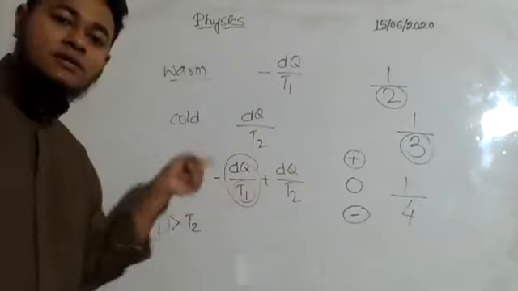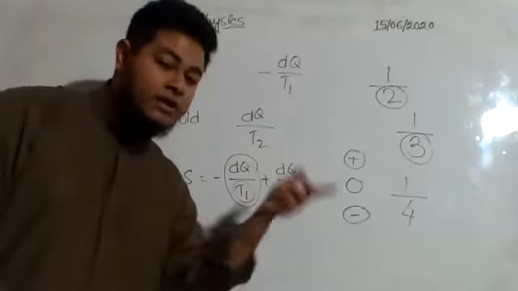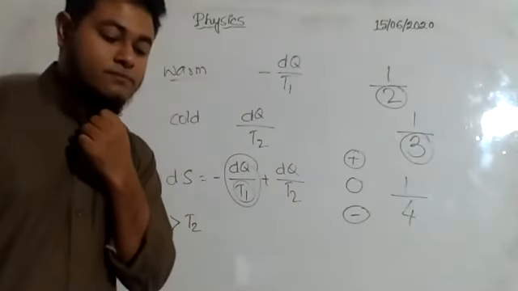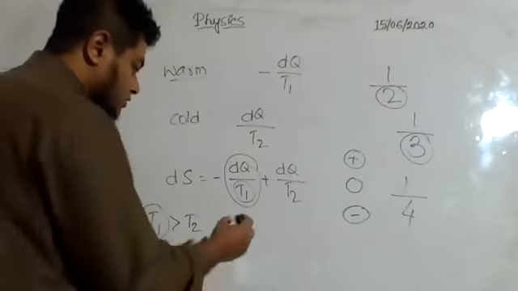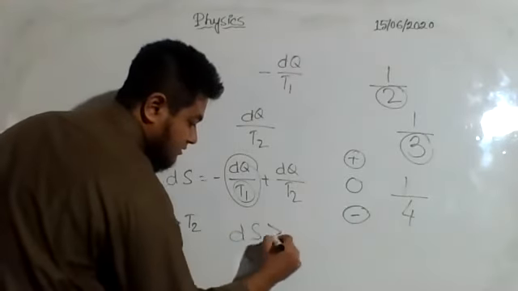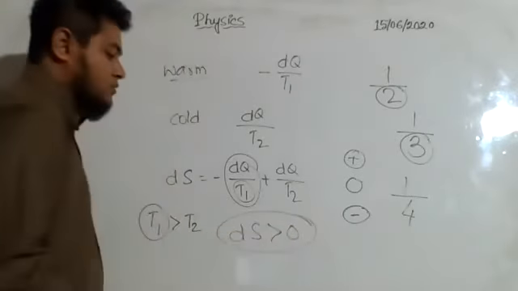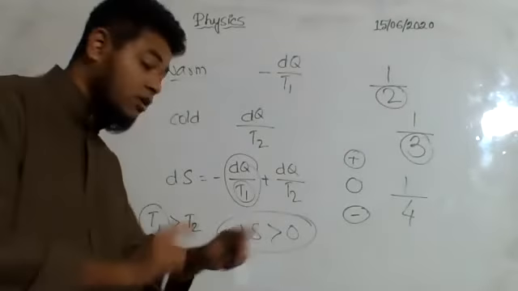As a result, the result is going to be positive, zero, or negative. What is it going to be? Positive. Definitely it is going to be positive. So I can write at least this much: ds is going to be greater than 0, not equal to 0.